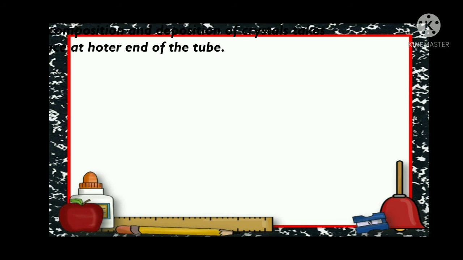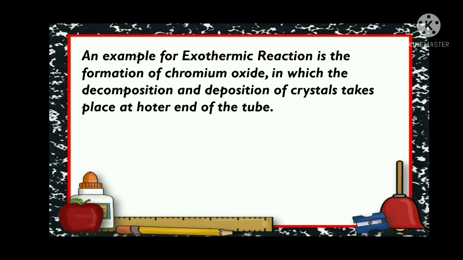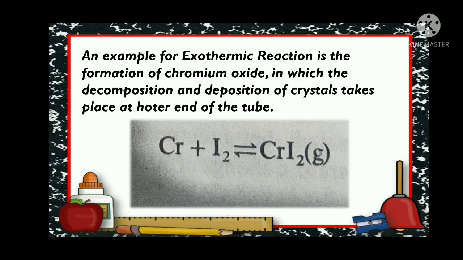Now let's see the example of an exothermic reaction, which is the formation of chromium iodide, which decomposes at the hotter end of the tube and forms the crystal at the hotter end of this tube.